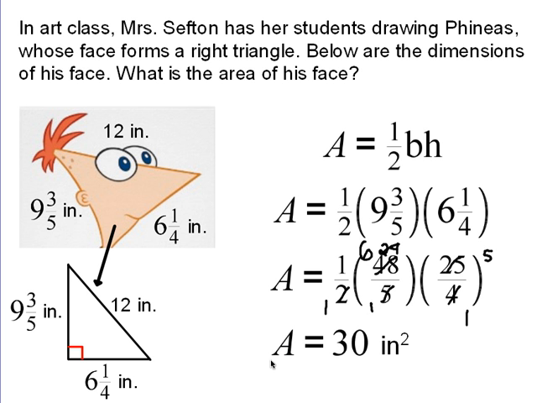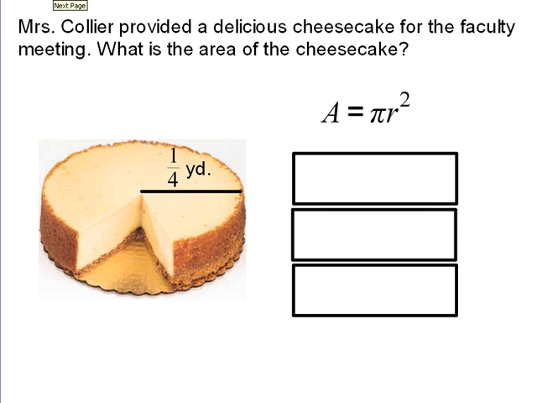Finally, we're going to look at an example involving a circle. Ms. Collier provided a delicious cheesecake for the faculty meeting. What is the area of the cheesecake? Here we have a cheesecake in which we have a radius of 1/4 yard. Okay, so what we're going to do here is just substitute that 1/4 into the radius spot. So once again, that's going to be right here.